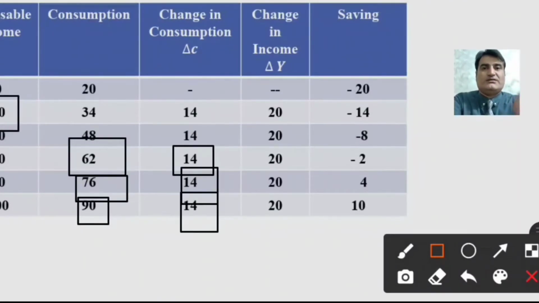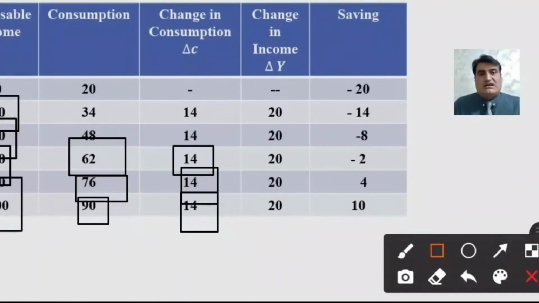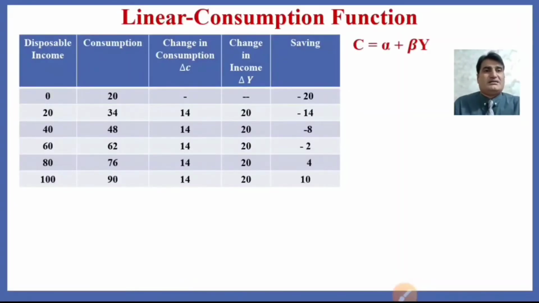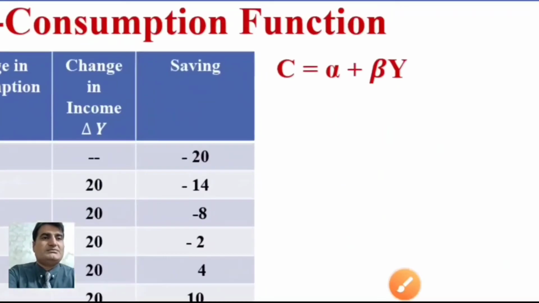The income increases from $20 to $40, 40 to 60, 60 to 80, 80 to 100. The change in income is constant, that is $20. You can see here that the change in income means present minus preceding: 100 minus 80 is 20. We are constructing the consumption function. So this is the consumption function.